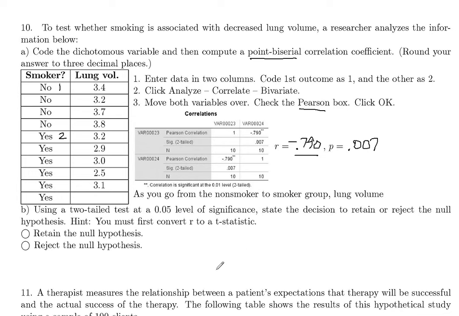point biserial correlation. And then part B, using a two-tailed test at the 0.05 significance level, they want us to state, are we going to retain or reject the null? Well, this 0.007, that's a lot less than 0.05. So we're going to reject the null hypothesis and say that these two variables, smoking status and lung volume, are correlated.